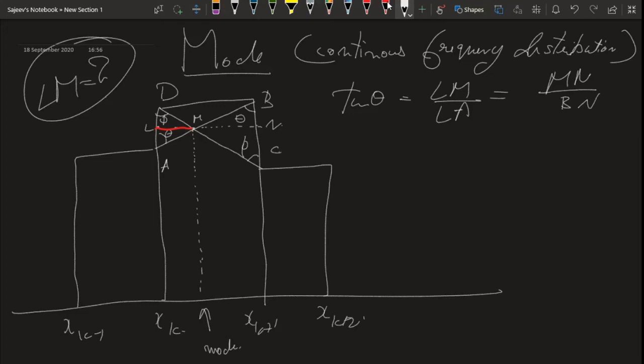Okay, now let us look at the other angle phi. What is tan phi? We have two triangles again. So tan phi, if we look at the first triangle, that is DLM, we get tan phi equal to LM by DL, and in the other triangle, which is CNM, tan phi is MN by NC, or CN.